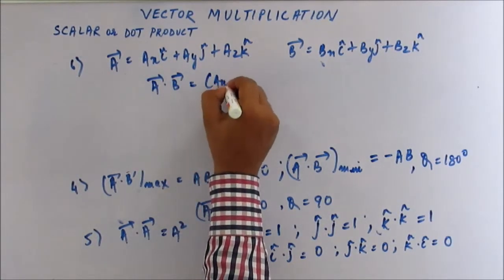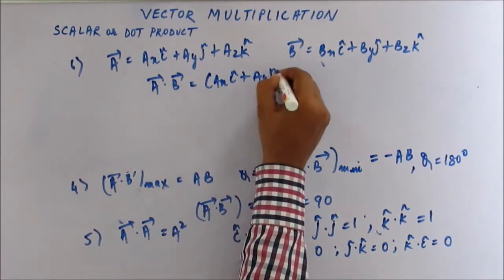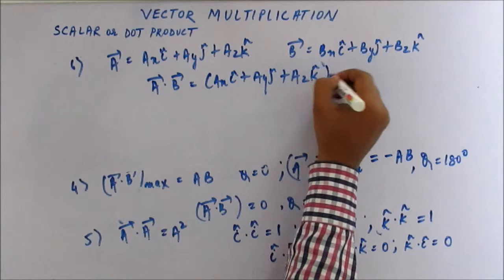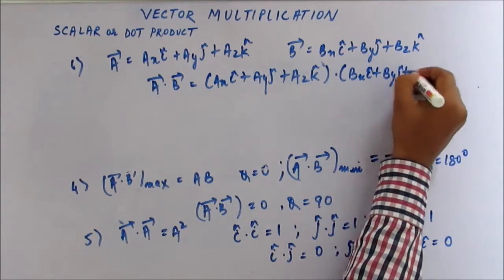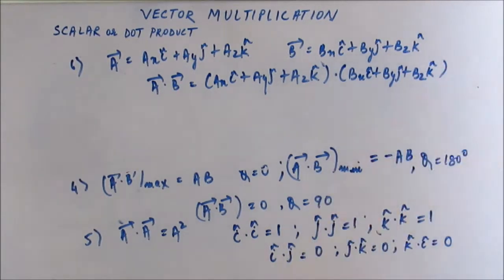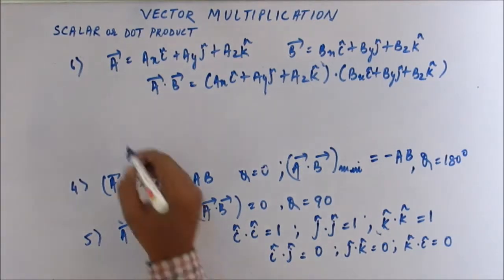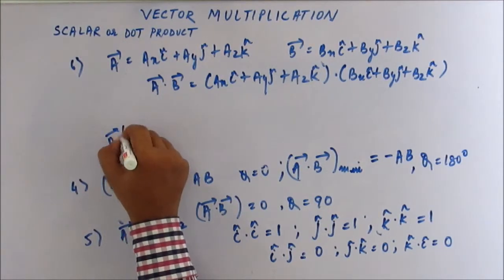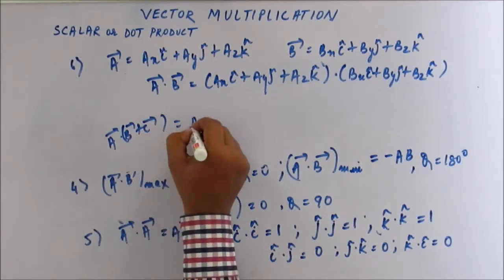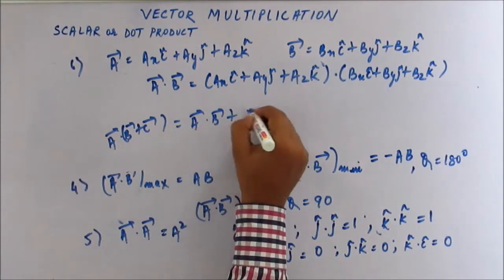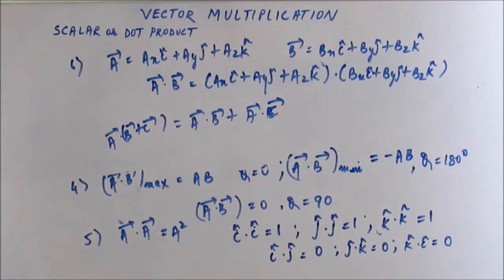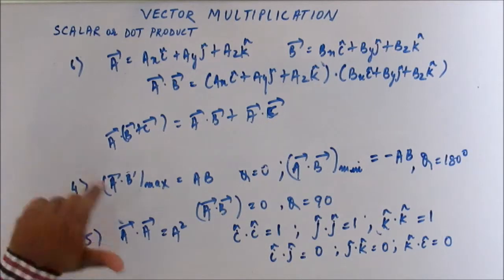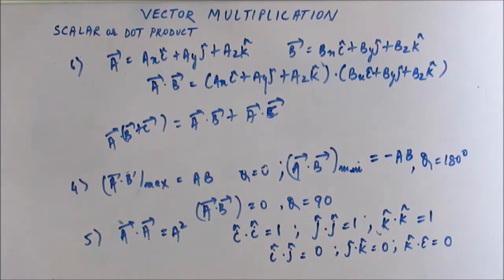A vector is AX i cap plus AY j cap plus AZ k cap, dot B vector, which is BX i cap plus BY j cap plus BZ k cap. Now let's do the dot product. Based upon point number 2, the associative property, we know that A vector dot (B vector plus C vector) is the same as A vector dot B vector plus A vector dot C vector. Now you can break the multiplication and do the dot product one by one, term by term. You don't have to do it for the whole of the bracket at once.